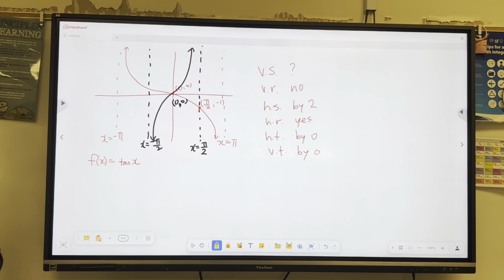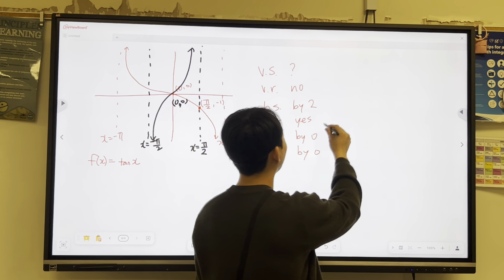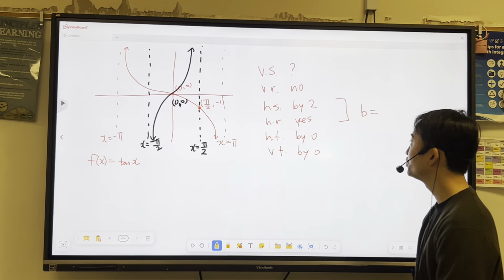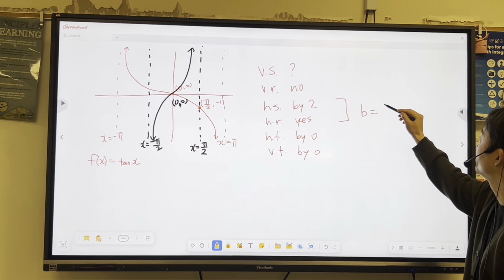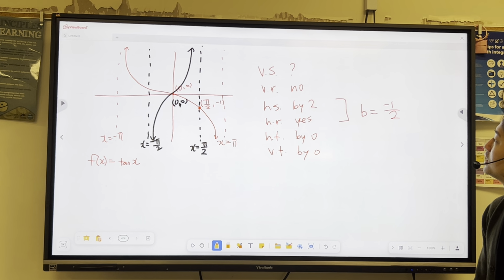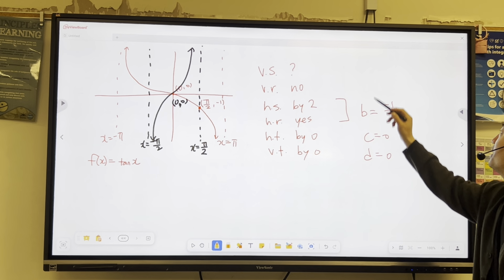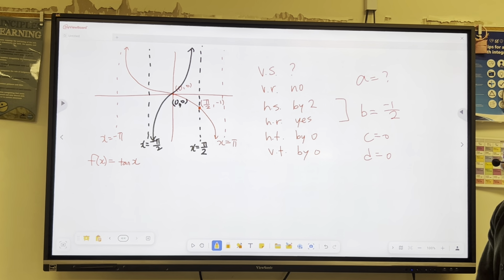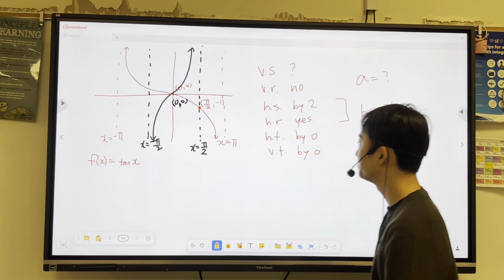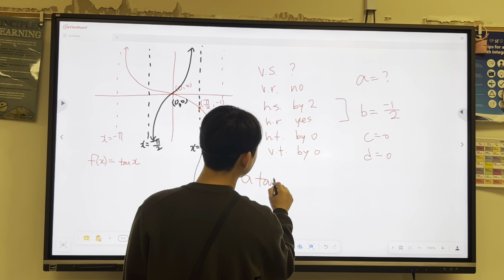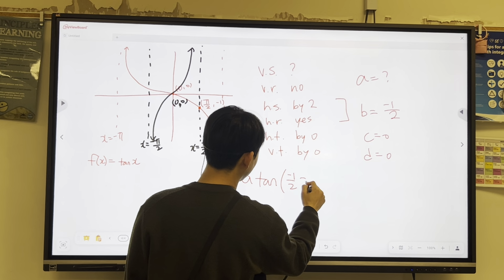Anyways, I have everything except A. I have my B value: horizontal stretch by 2, and yes reflection, so B is equal to -1/2. C equals 0, D equals 0. A is just unknown. So it means my equation must be y equals A tangent of -1/2 x.